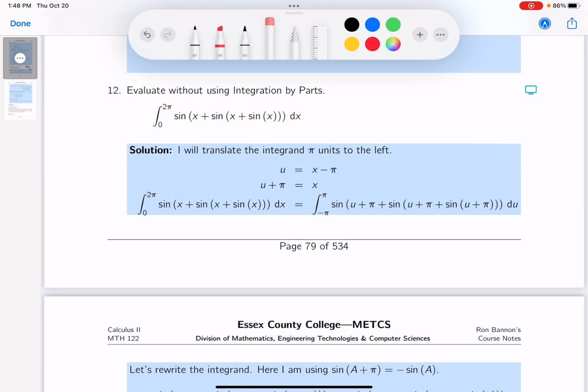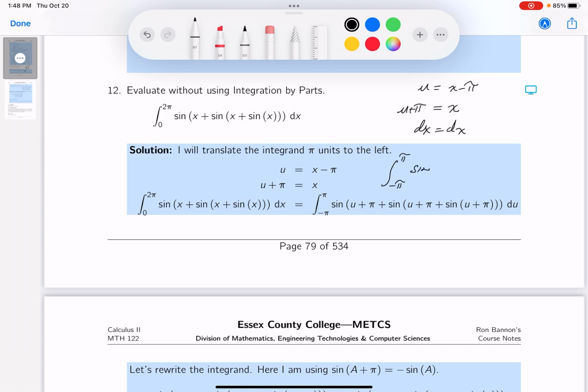How are we going to accomplish that? We're going to let u equal x minus pi, or u plus pi would equal x. What's dx? dx is just du. So relatively simple. Let's write that down. When x is 0, you get minus pi, and when x is 2 pi, you get pi for this limit. So I've got symmetric limits about the origin now.